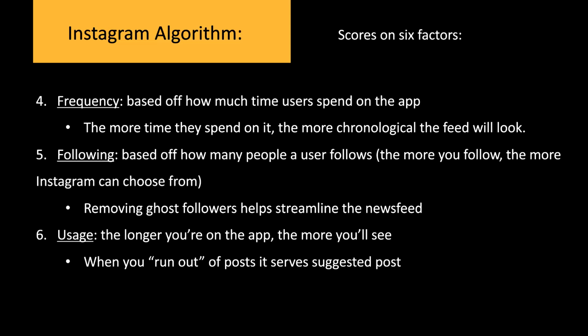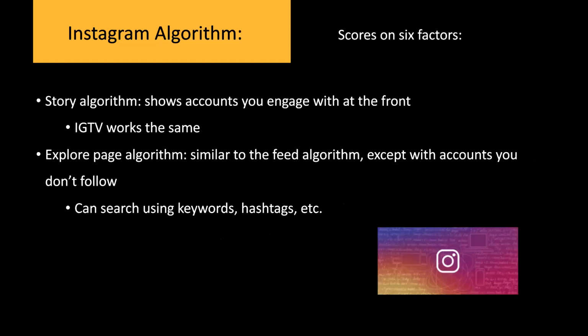And then number 6, the usage. So the longer you're in the app, the more you'll see. When you run out of posts from people that you follow, it's going to serve you suggested posts based on keywords, just maybe types of media you interact with, like videos or photos. So you want to appear on people's screens that maybe don't follow you, and you can do that with beating the Facebook algorithm or Instagram algorithm.